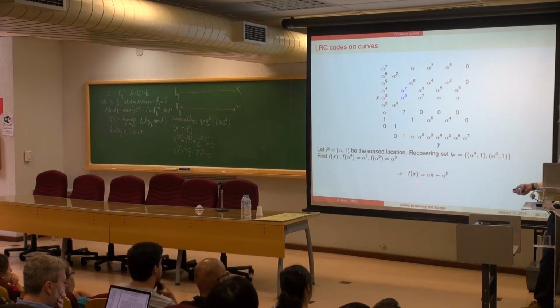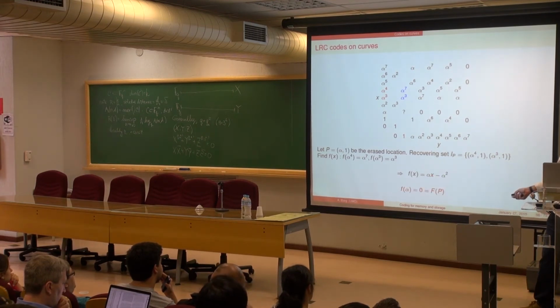Do a little calculation. This is f, and then substitute alpha. Alpha times alpha is alpha square, minus alpha square is 0, and so this is what we wanted to find. That's the way it works. Very good.